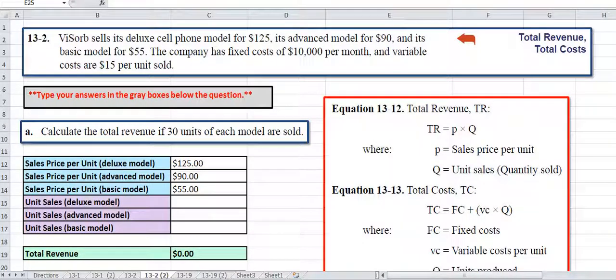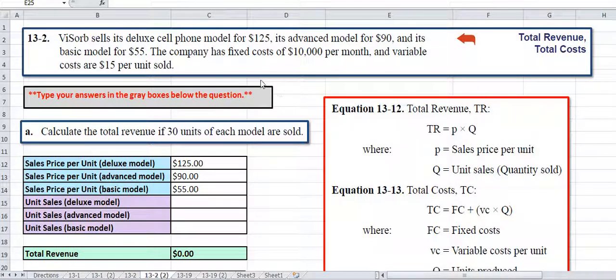In this video, we're looking at problem 13.2, and we're going to be calculating our total revenue and our total costs. Now, many of you may have remembered from taking microeconomics that profit is total revenue minus total cost. So we want our revenue to be more than our cost in order for us to make a profit. So we're going to figure this out.